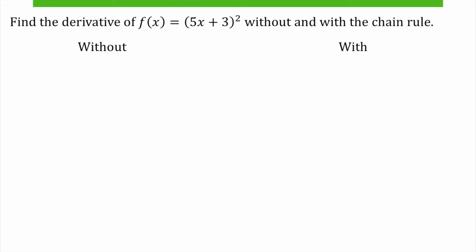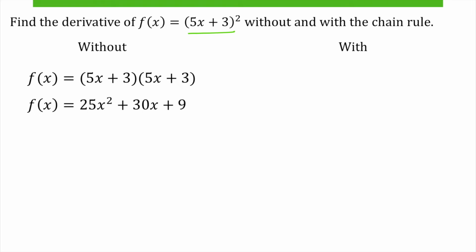First, I want to show you a simple one with and without the chain rule. Without the chain rule, you could do this right now. If you have f of x equals 5x plus 3 squared, first thing you'd have to do is expand it, multiply it. Now you would take the derivative of each of these terms separately. So the derivative of 25x squared is 50x, the derivative of 30x is 30, and the derivative of 9 is 0.